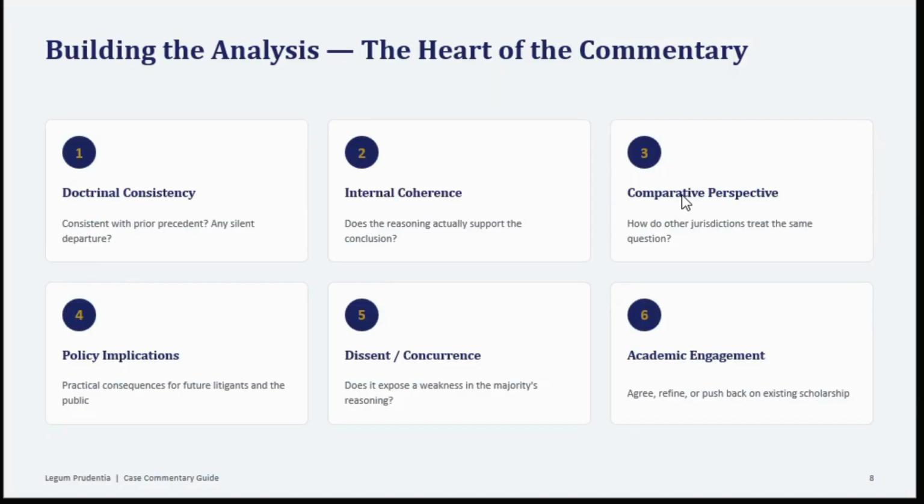Third thing is comparative perspective. How do other jurisdictions treat the same question? Then fourth, policy implications: practical consequences for future litigants and the public. Fifth, dissent and concurrence. Does it expose a weakness in the majority's reasoning? And the last one, academic engagement: agree, refine, or push back on existing scholarship. So, this six-part process is for your own analysis building.